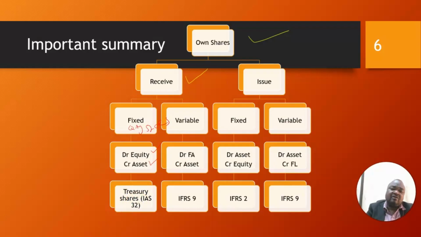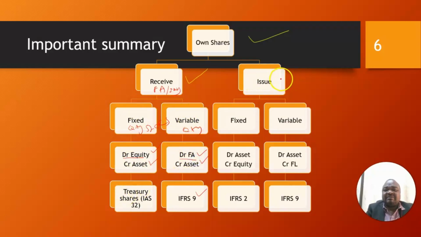Is that clear? Now, if the shares are going to be a variable quantity of shares, then we're going to debit the financial asset and credit the asset which we have disposed of, and this is under the realm of IFRS 9. Remember here, we are talking of the financial asset or equity situation, right? Where the shares were fixed, we debited equity, but where the shares were variable, we debited financial asset.